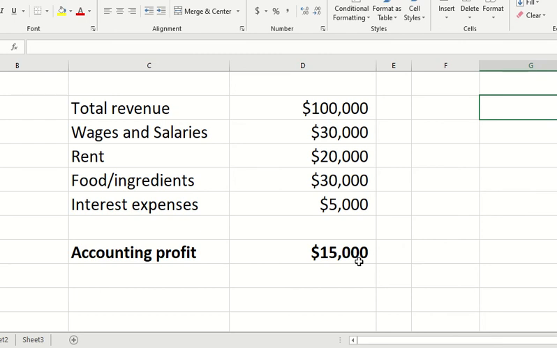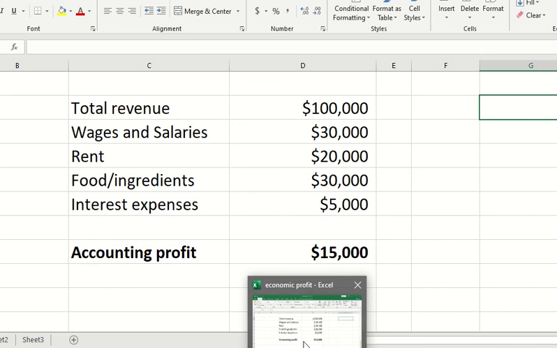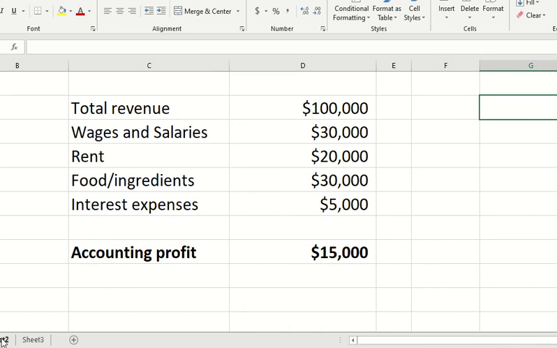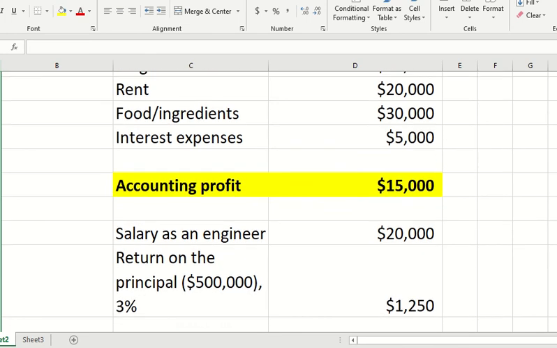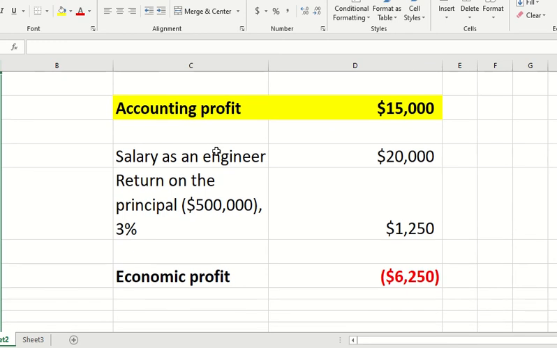So, in order to make this decision, there's another piece of information that we need. So when you look at this calculation here, everything else stays the same. We have total revenue minus all the explicit costs, and then we have accounting profit here. Okay, but there are a few other things that we need to consider. First, we need to consider his salary as an engineer.